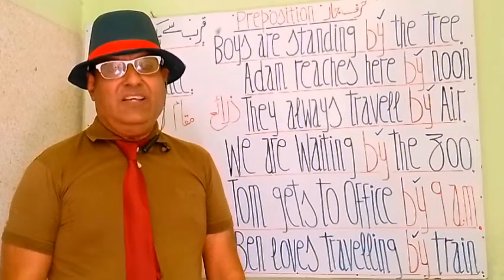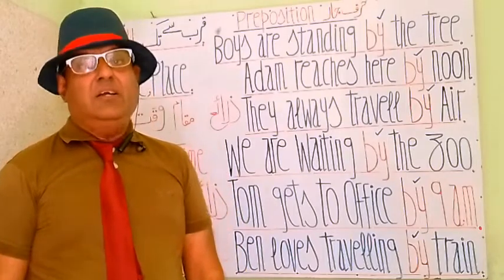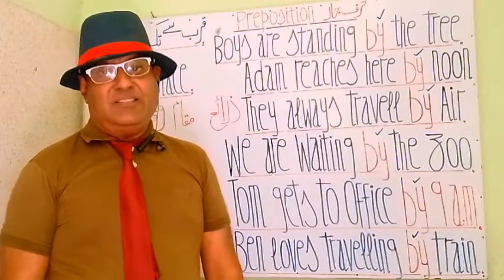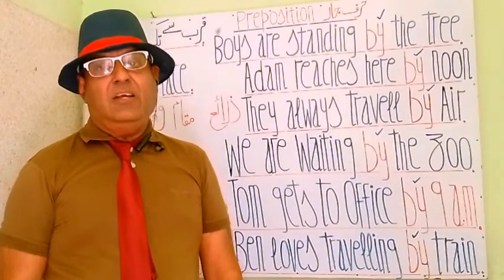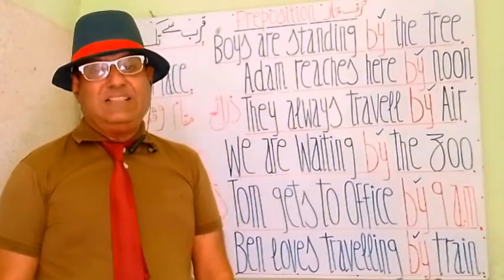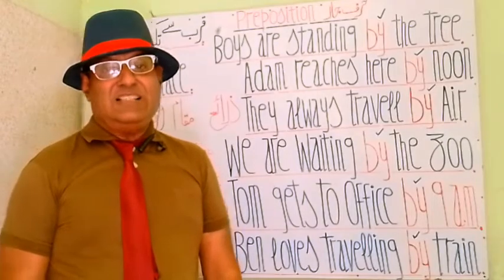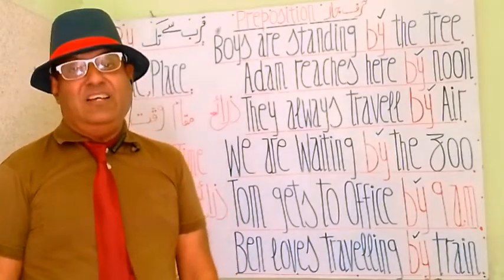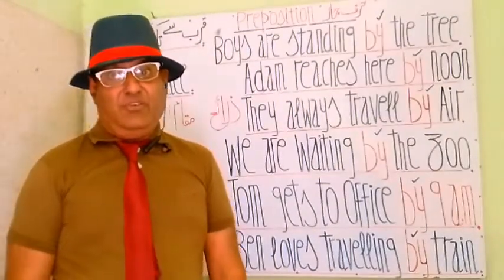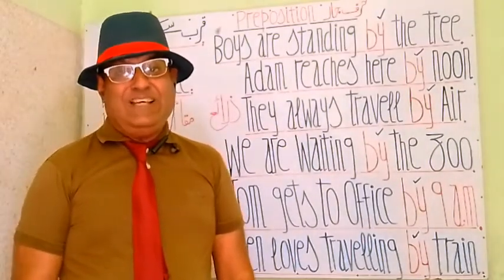Boys are standing by the tree. Here by means beside. By means beside. The boys are standing beside the tree, and we have used beautifully the preposition by, and by means here beside.